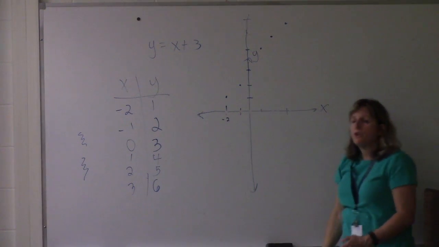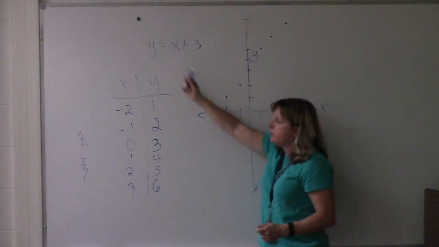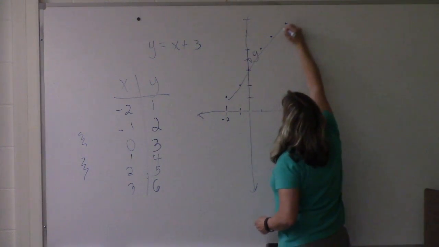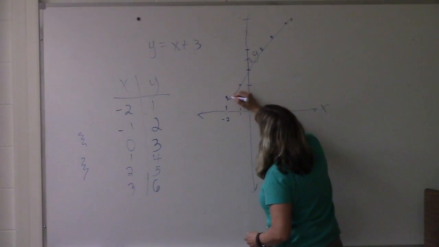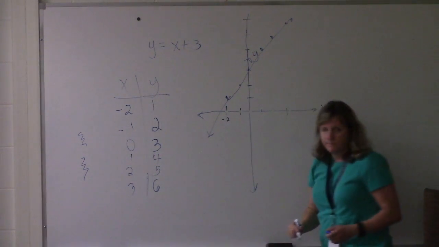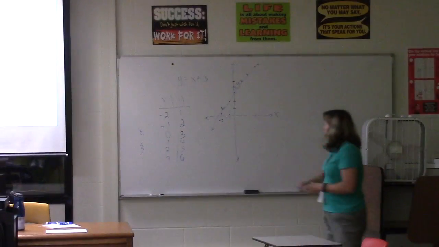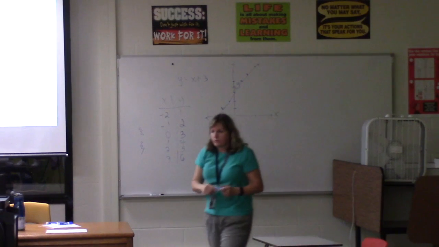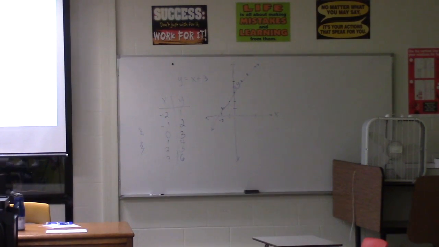Because this is a linear equation, it's going to be a line, so we're going to just connect our dots. It'll be a straight line. So like this. It should be a line with a positive slope. Okay, we'll deal with that later. But for now, that's just graphing a line using a T-chart.